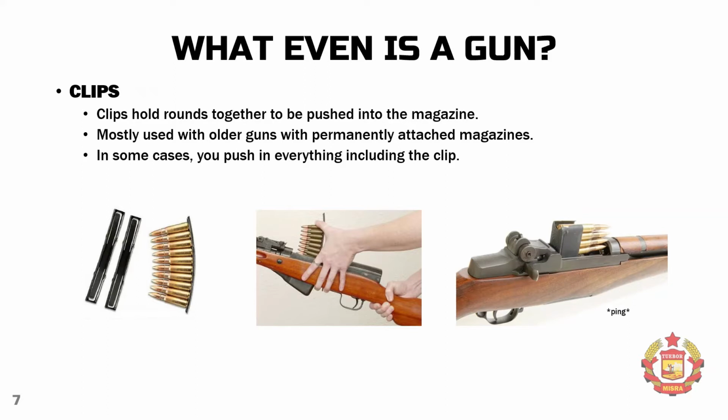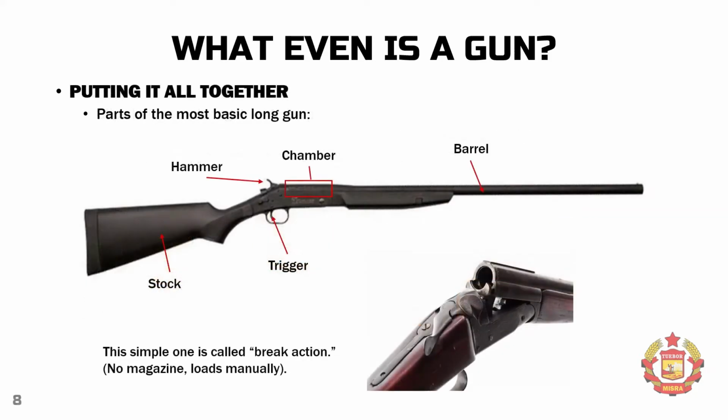It's mostly used with older guns with permanently attached magazines, so you can't take the magazine out and load a new one. You have to use these clips to load it through the top. And in some cases, like the M1 Garand here, you push the clip in as well. And then after the last round is fired, it either ejects out the top in the case of the Garand, or it'll eject out the bottom or fall out the bottom in the case of Mannlicher style clips. So usually you'll find those on older guns though. So if you're buying something modern, you don't really need to worry about that.